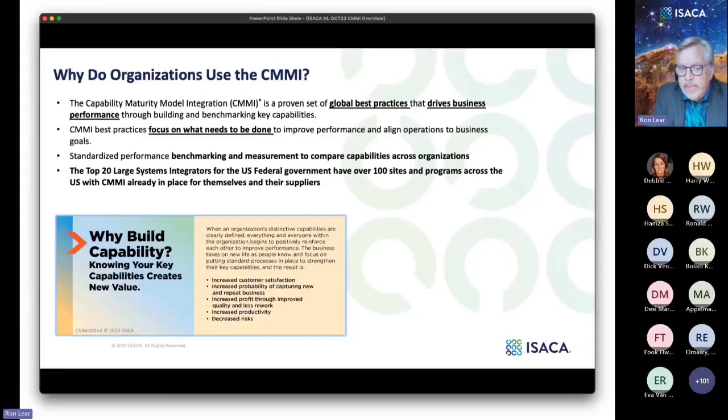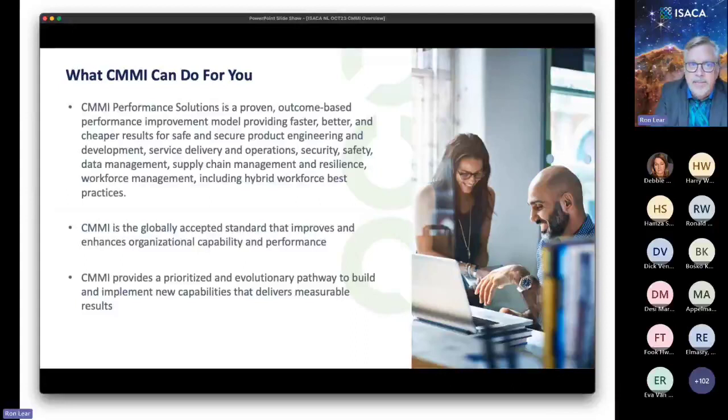And one of the things that I'll say is kind of the secret sauce to CMMI is it can actually move the needle or change and improve multiple of these capabilities and these goals across an organization. So that's one of the things that's kind of unique about CMMI.